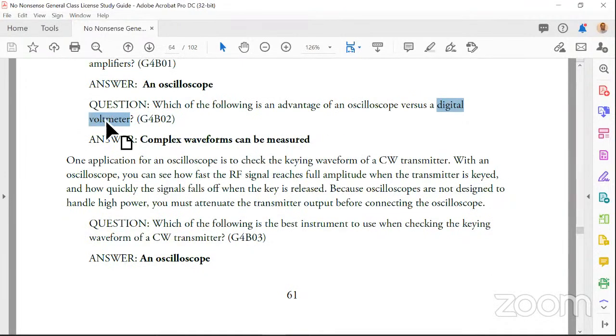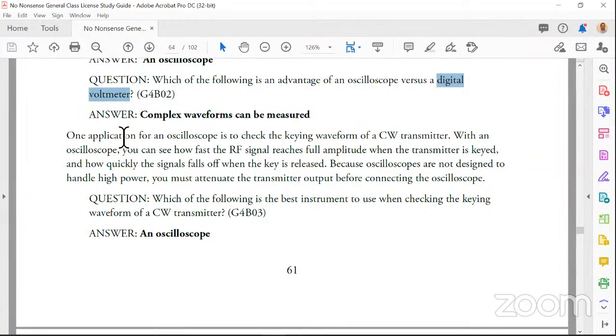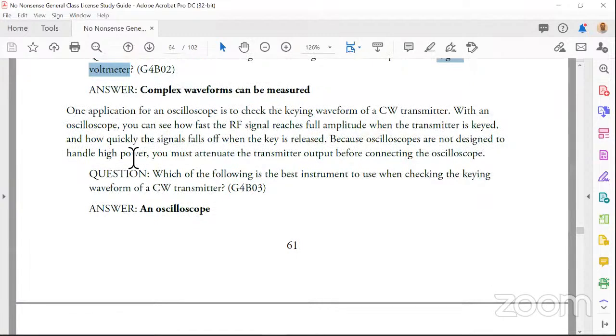Remember, the digital voltmeter just gives you values and digits. But with your oscilloscope, you can display what a waveform looks like, and you can also get measurements.